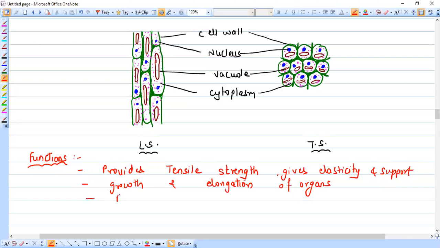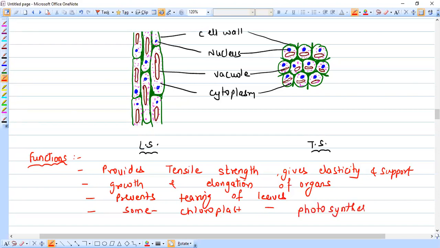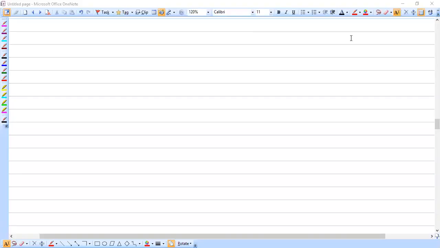Then it prevents tearing of leaf. No matter how fast the wind is blowing, the leaves will not tear, it will not break from the plant, it will never go. And some of the Collenchyma sometimes show the presence of chloroplast. And since they have chloroplast, they can do the function of photosynthesis. So this is all what you should know about the Collenchyma. And after this, we are going to talk about Sclerenchyma.